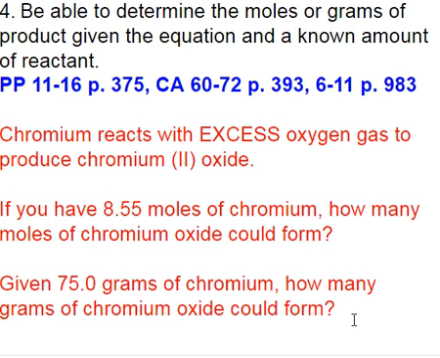Okay, so number 4, it's the first one where we have to put a lot of pieces together. It says be able to determine the moles or grams of product given the equation and a known amount of reactant. So your equation is that chromium reacts with excess oxygen to produce chromium(II) oxide. And if you have 8.55 moles of chromium, how many moles of chromium oxide could you form?